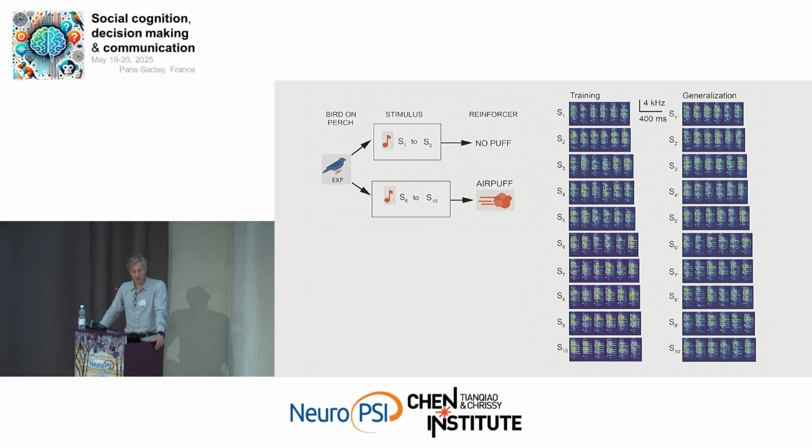So here's the task. We have birds and we let them go onto a perch, and on the perch there's a little detection system, and when the bird is detected, we play 1 of 10 stimuli. The stimuli S1 to S5 are followed by nothing. The bird can stay on the perch, and the stimuli S6 to S10 are followed by an air puff that blows the bird off the perch. It's actually not a strong air puff. One bird actually liked it, so it's a mild punishment.